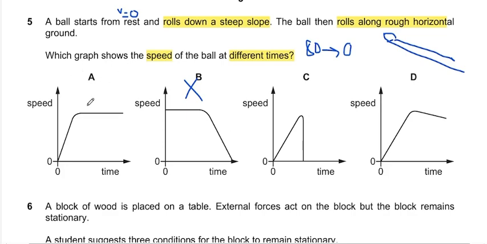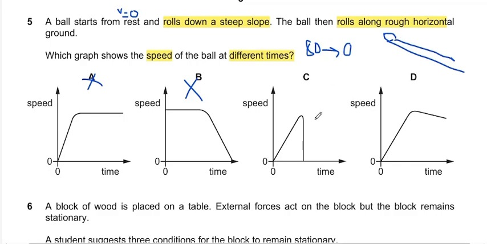Let's look at A. A says that it becomes constant, which is not possible because the speed is either going to be decreasing or the speed is either going to be increasing, and since it's a horizontal ground and it's a rough ground, so it's going to encounter more friction, so it has to decrease for sure. So this is out as well because it cannot remain constant. Since it is rough, there is going to be friction and the speed has to gradually decrease.